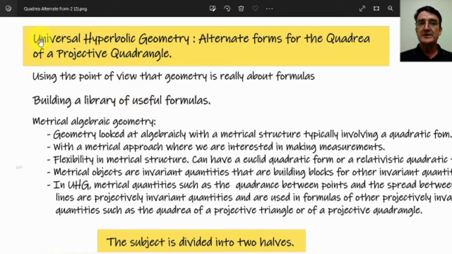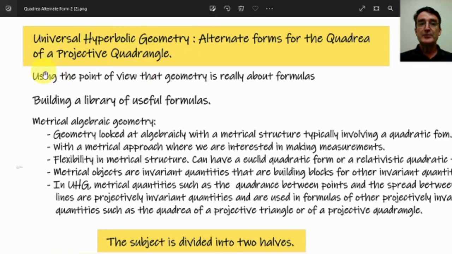Today I'll be talking about universal hyperbolic geometry and alternate forms for the quadria of a projective quadrangle. In a previous video I explained what the quadria of a projective quadrangle was and what the formulas were in universal hyperbolic geometry, and in this video I'll provide some alternate forms for those formulas.